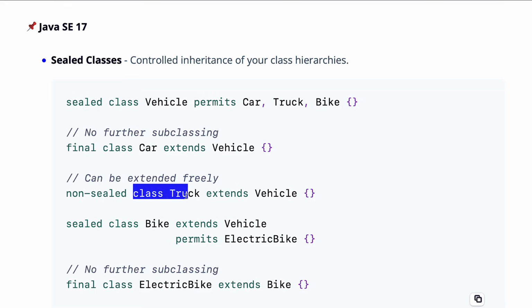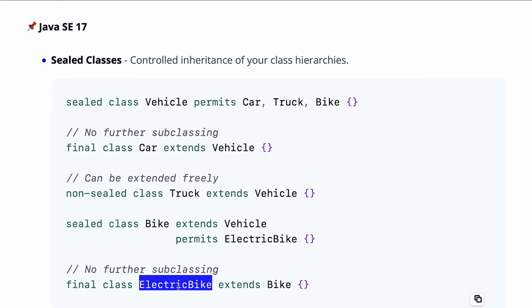However, class Truck extends Vehicle. What we are saying in here is non-sealed. Basically, what we are saying is Truck can be extended freely. We want to unseal it. We want to make it non-sealed. On the other hand, Bike also is extending Vehicle. However, we want Bike to remain sealed. This only permits ElectricBike to extend Bike. And we are also making ElectricBike final. That means nobody will be able to extend ElectricBike further.